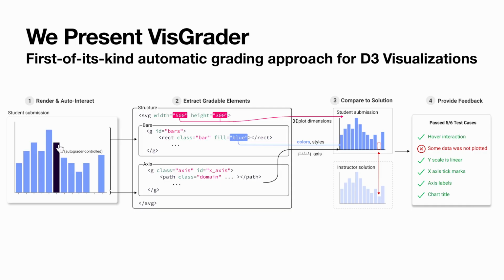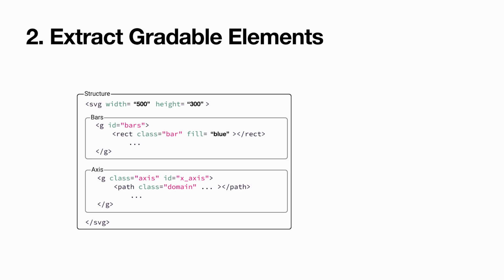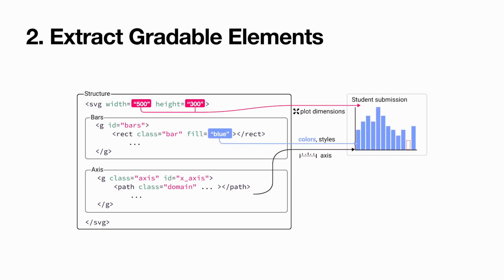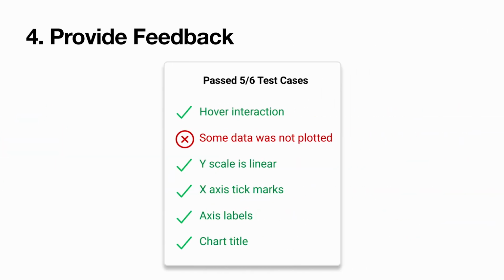To address these challenges, we present VisGrader, the first of its kind automatic grading approach for D3 visualizations. VisGrader renders a student's visualization in the browser and then automatically interacts with it. Gradable elements, such as data points, visual encodings, scales, and plot dimensions, are extracted from the student's code that generates the visualization. The autograder generates a tailored solution plot and compares it with the student's visualization. Then, the student receives feedback to improve their visualization based upon rubric requirements using the Gradescope platform.